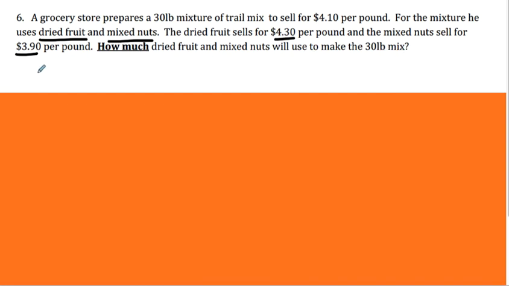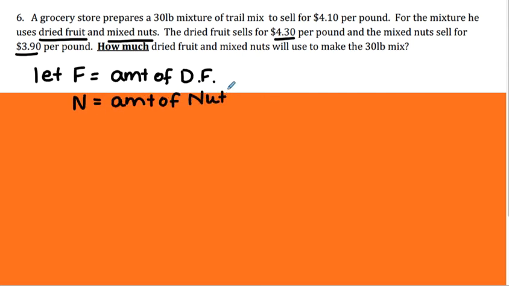So I can see that the question being asked is how much dried fruit and mixed nuts. So I'm going to let F equal the amount of dried fruit. And I'm going to just put DF. And I'm going to let N equal the amount of nuts.